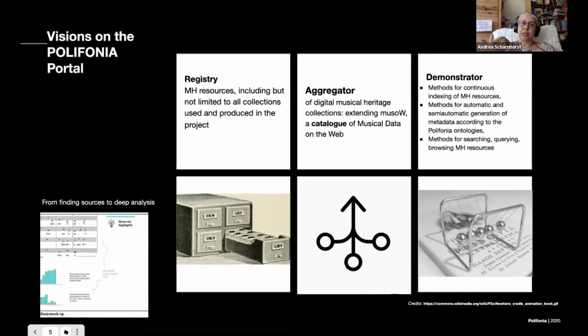Accordingly, there are different visions on what the Polyfonia portal should look like. So there are elements of a registry, which you could compare with an old-fashioned card catalog or an annotated bibliography. There are dreams of having a machine-readable aggregator, very much using already existing linked data-based catalogs of musical data on the web. But there are also ideas of having demonstrators woven into the portal, demonstrators both for researchers and also for those who enjoy music. So there is a really wide aspiration of what the portal should be.